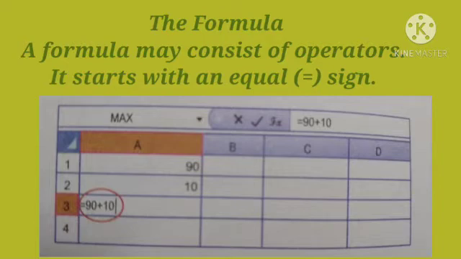For example, if we have to find the sum of two numbers, sum means total, what do we do? First, enter the number. Type the number 90 in A1 cell. Enter the number to be added, for example, 10 in A2 cell. And then we can write down in A3: equal to 90 plus 10. Now student, press the enter key. Immediately the result 100 is displayed in the A3 cell.